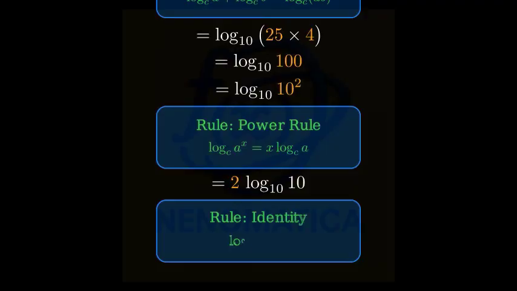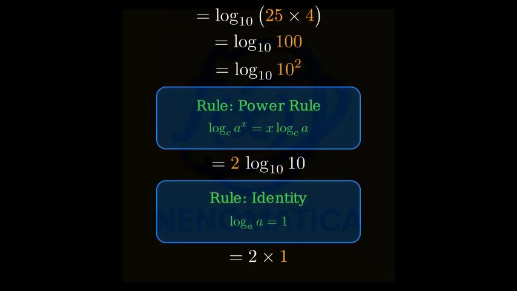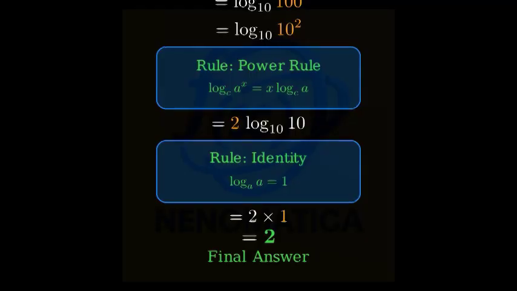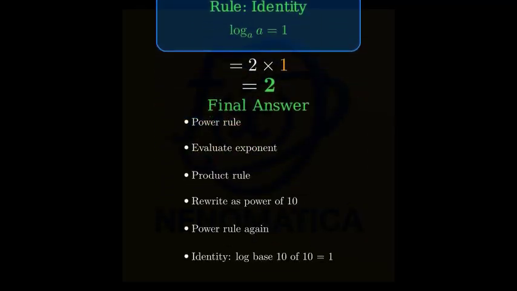Step 7. Use the identity rule. The logarithm of the base equals 1. Log base a of a equals 1. Step 8. Multiply to get the final value 2. Recap. We used the power rule, then arithmetic, the product rule, rewrote 100 as 10 squared, pulled the exponent down, and applied the identity log base 10 of 10 equals 1.